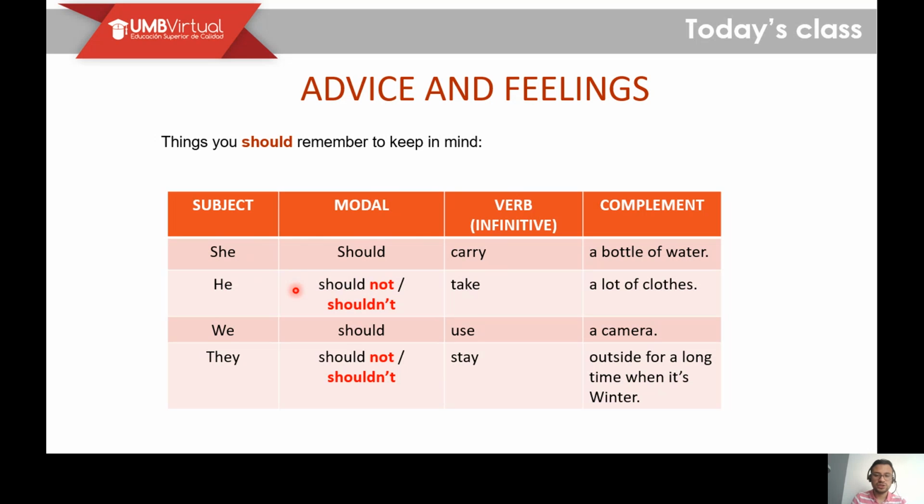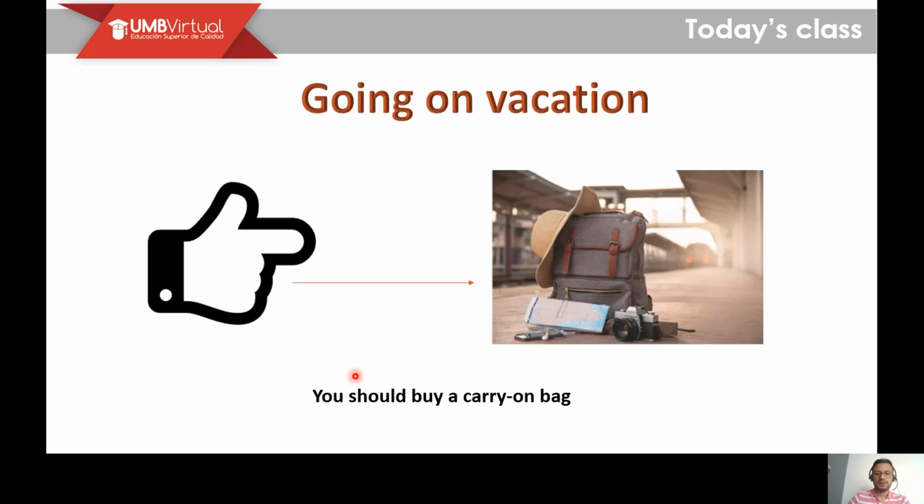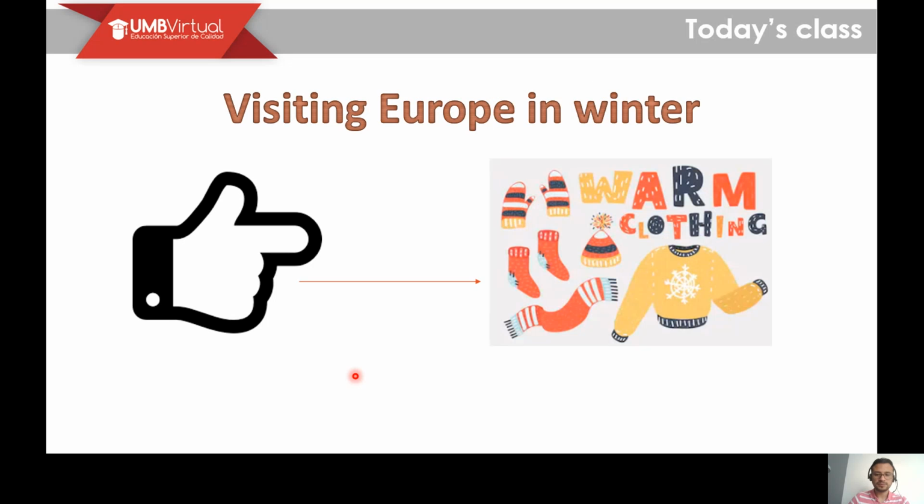So let's read the examples. She should carry a bottle of water. He should not take a lot of clothes. We should use a camera. They shouldn't stay outside for a long time when it's winter. Remember that you can use both the long form or the short form of shouldn't. We have the negative form directly in the modal verb. These are examples.